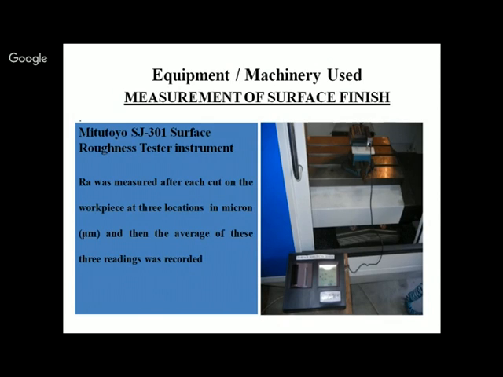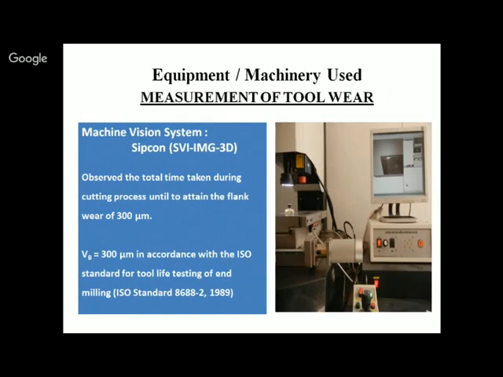Then this is another machine, a machine vision system from SIPCON. This is also a new machine, used to observe the flank wear of my cutting tools. The tool life of my cutting tool is observed when it attains a flank wear of 300 micron. 300 micron is a standard from ISO for conducting the tool life test of an end mill.